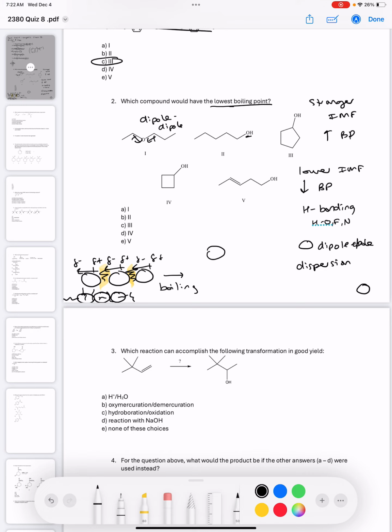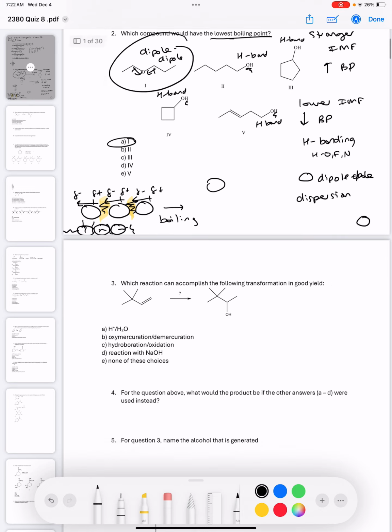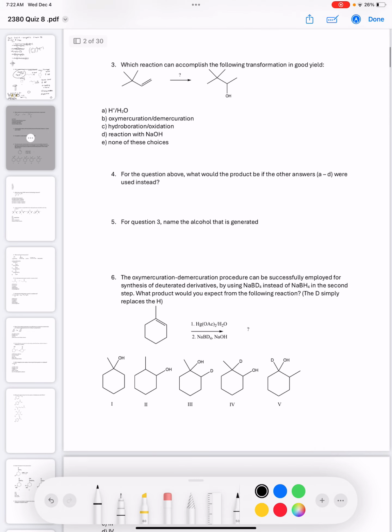This definitely has an oxygen bonded to a hydrogen, so this is H bonding. This is also H bonding because the hydrogen is bonded to an oxygen. This is H bonding as well, and H bonding. So I see all these have a hydrogen bonded to an oxygen, so all of these will have relatively high boiling points, so this one has to be the lowest. So that's how I get to answer choice A.